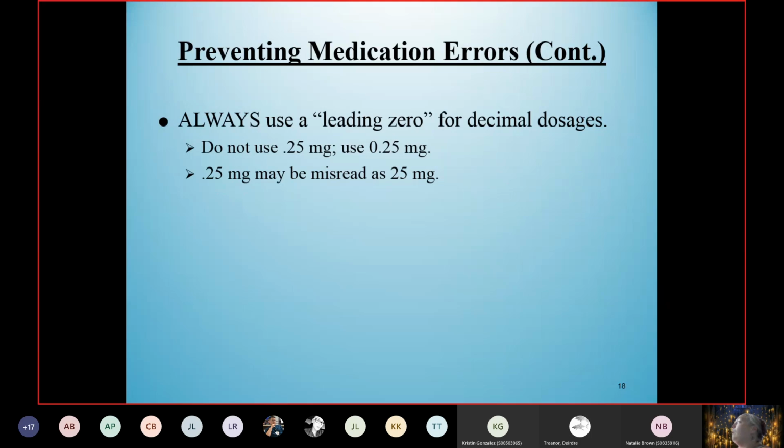So always use your leading zero. That way they're not misread as 25. Yeah, hey, sometimes it's just how you say it. All right, so make sure you're using a leading zero for decimal dosages. Some of you guys did not do this on the test, and you're only getting partial credit because that's huge. You can see how big of a difference in dosing 0.25 versus 25.